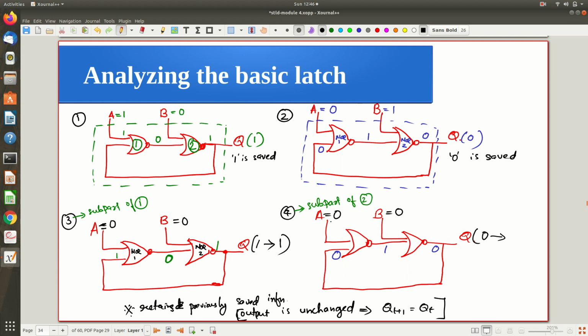Here also let's verify: 0 0, the output is 1; 0 1, the output is 0. So this 0 is also retained as it is. What is the previous output? That will be just retained as it is when both the inputs of the circuit, A and B, are 0 0. Fine. So whenever you apply 0 0 as the input, this is how the circuit behaves. So actually 3 cases are over. The third case I explained in 2 different ways. Okay, so that is about it.